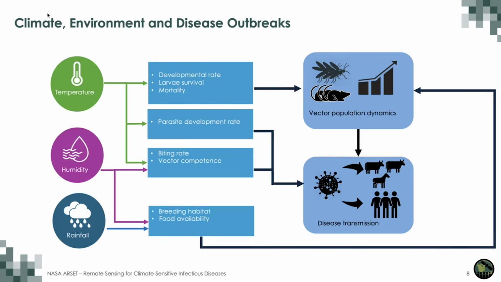These Earth observation measurements of climate and environment, including those of temperature, humidity, rainfall, vegetation, just to name a few, have an influence on various aspects of the infectious disease cycle through vectors, including vector population dynamics, parasite pathogen development, biting rates of different vectors, habitat conditions, and disease transmission, and so on.